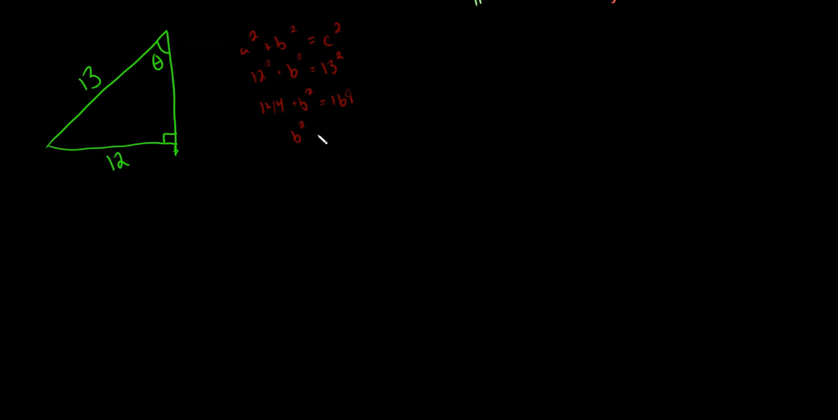So I move the 144 over, subtract 144 from each side to get b squared is equal to 25, and I get b is plus or minus the square root of 25. But since we're dealing with sides here, a side cannot be negative, so I get that b is 5. So this side right here is 5. All right, and now what I can do is I can actually go ahead and find these three trig ratios.